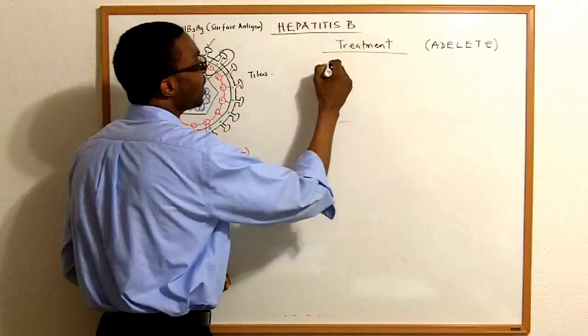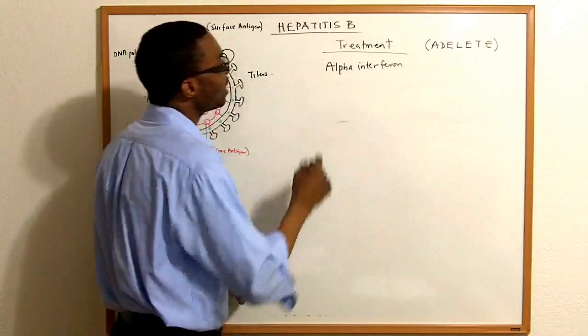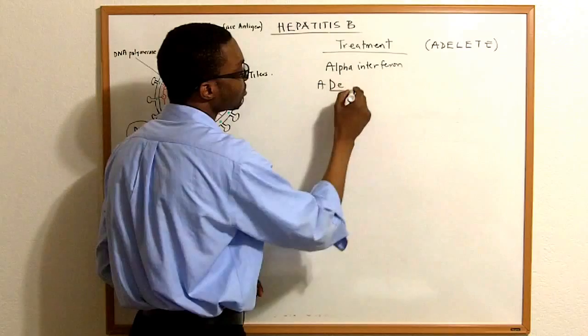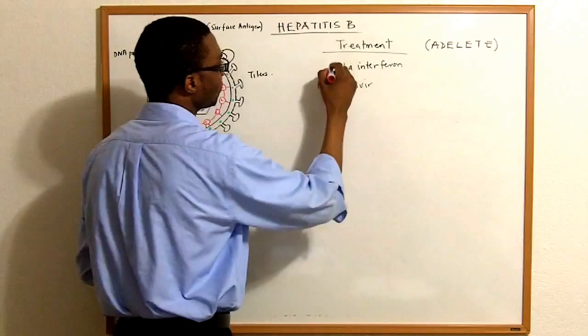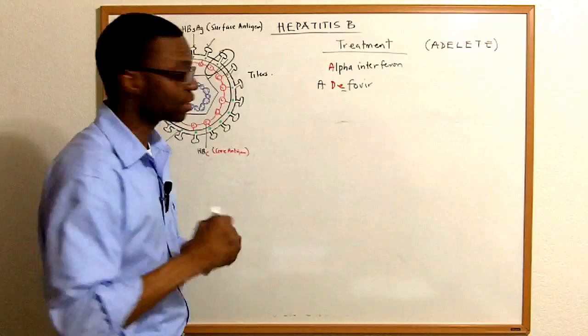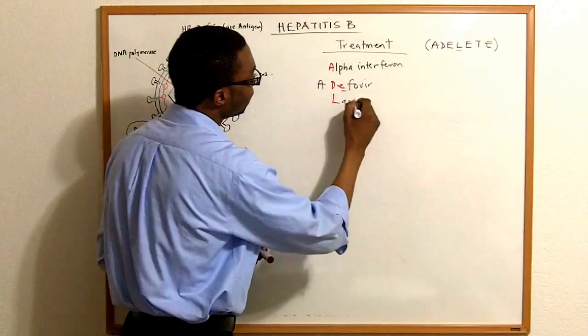A is going to be the alpha interferon. That's what we use to treat hepatitis B. D is another drug, adefovir. Let me show you where the mnemonic is so you see it. Adefovir. The next drug is L, lamivudine. Lamivudine. ADE.